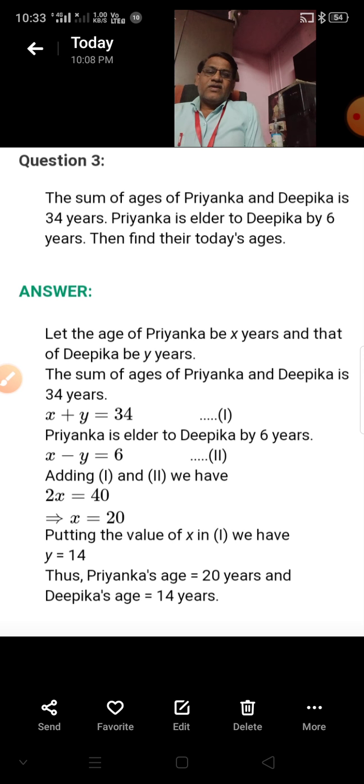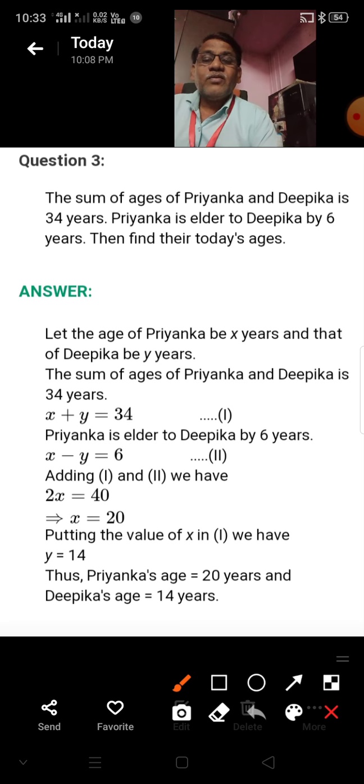So let the age of Priyanka be x years and that of Deepika be y years. We already know the first condition is that the sum of ages of Priyanka and Deepika is 34 years. So from this condition you can form the first equation: x plus y, the sum of Priyanka's and Deepika's ages, is 34 years. So x plus y is equal to 34. This is equation number 1.